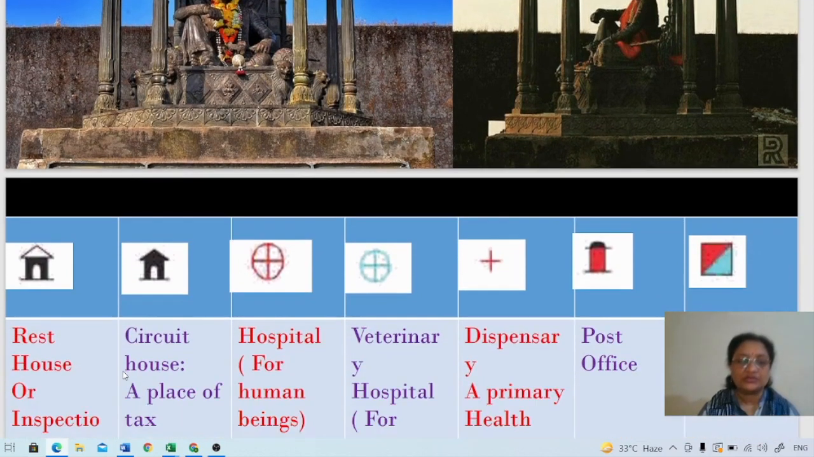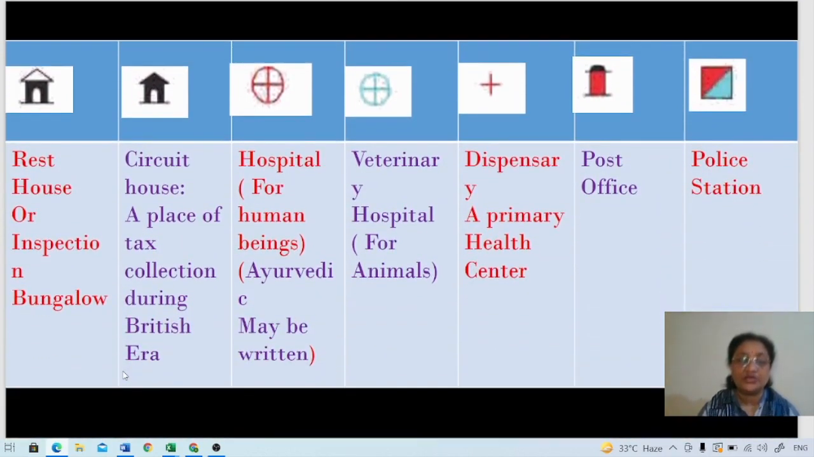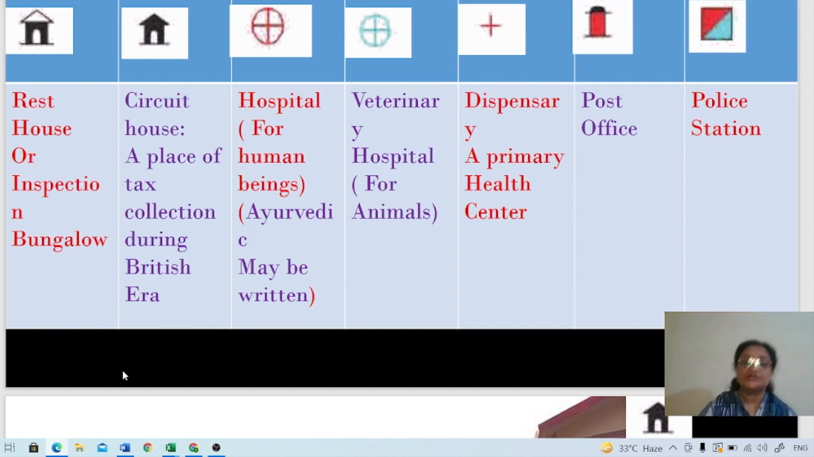Now come to the next one. Again, a few important symbols are there. Children, you have to be very careful when you go through these symbols, right? Especially these: hospitals, veterinary hospital, dispensary, post office, police station. These are very, very important symbols for you, right? And these are commonly seen in different settlement areas.